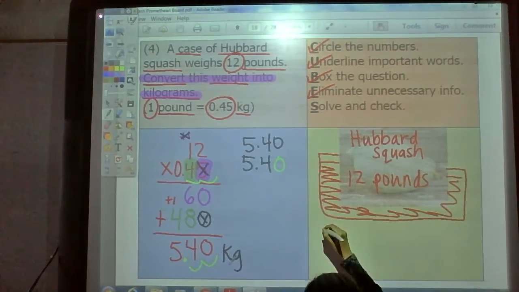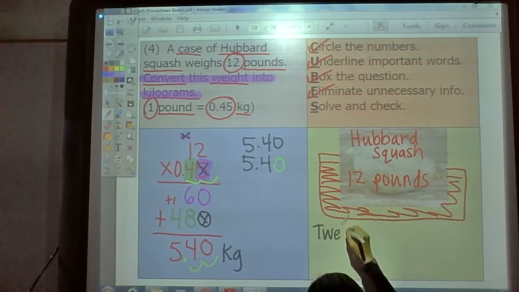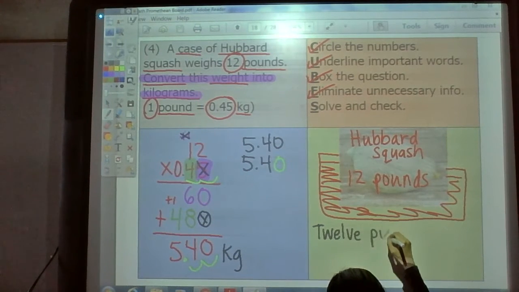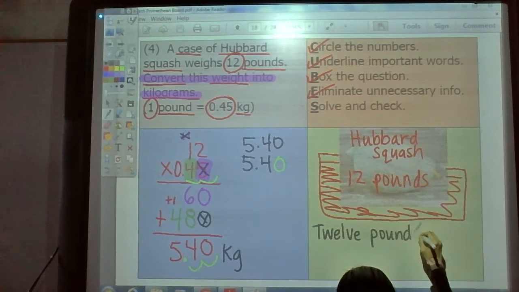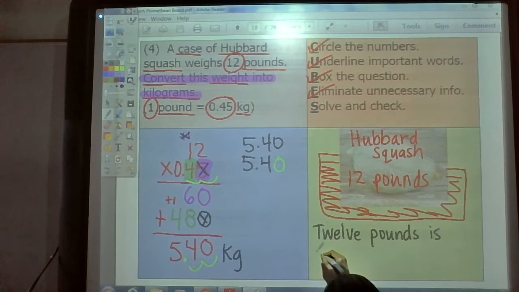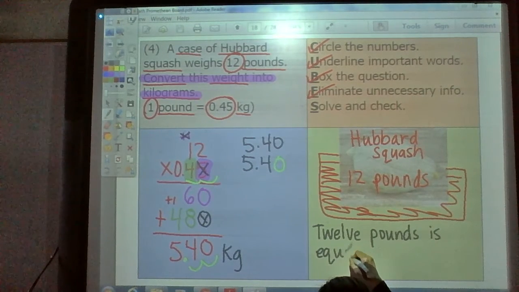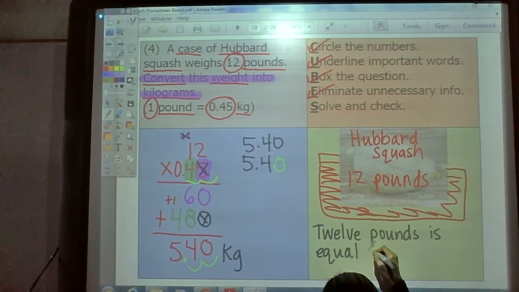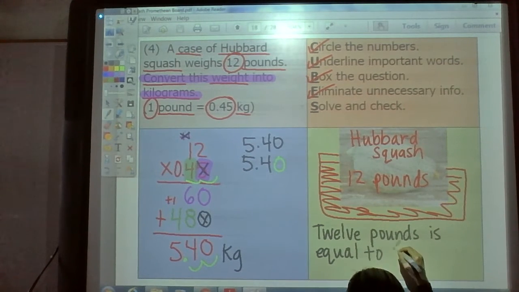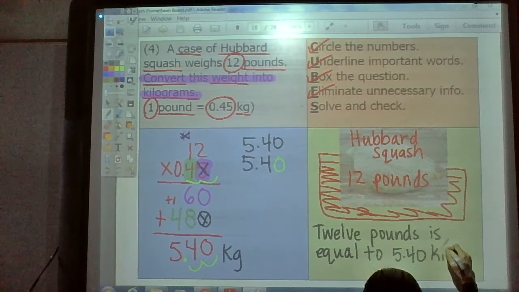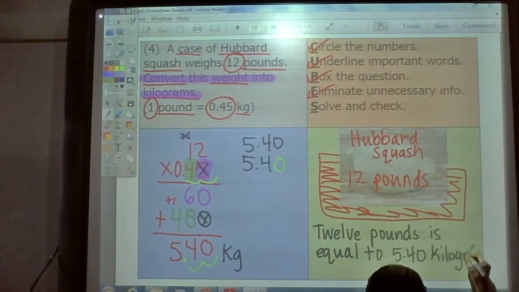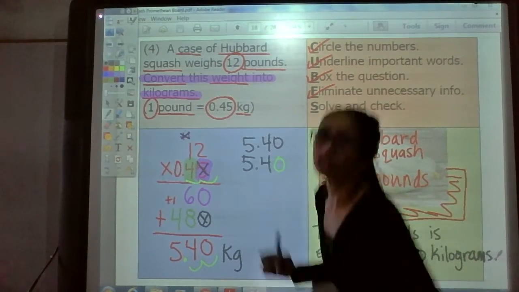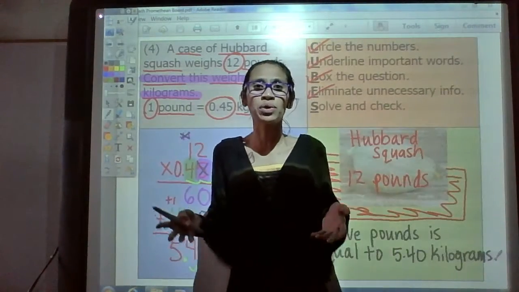Let's write: 12 pounds is equal to 5 and 40 hundredths kilograms. Bam! We are done with number 4. We are almost done with this side.